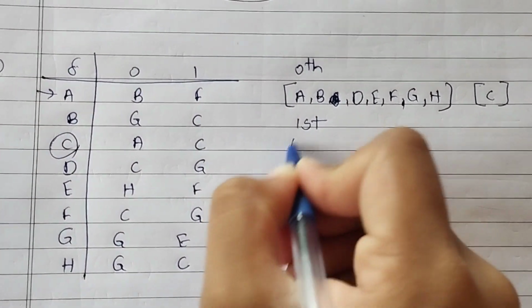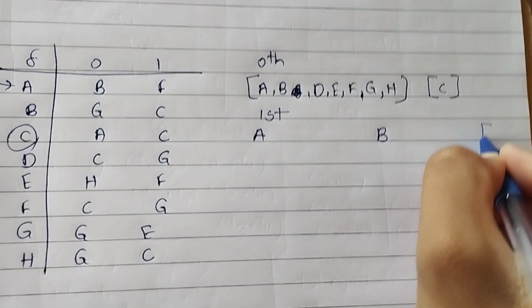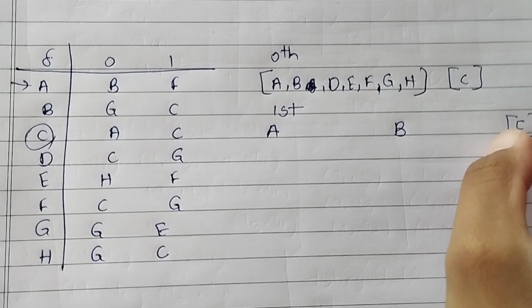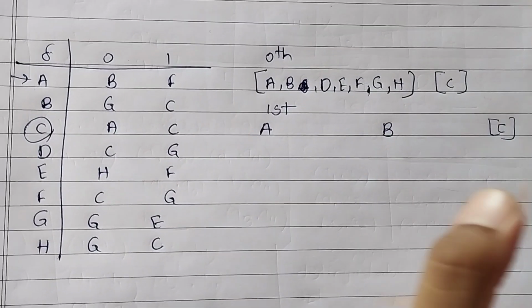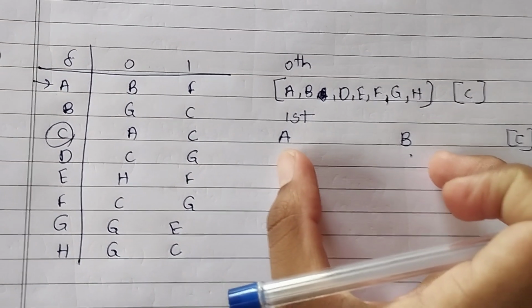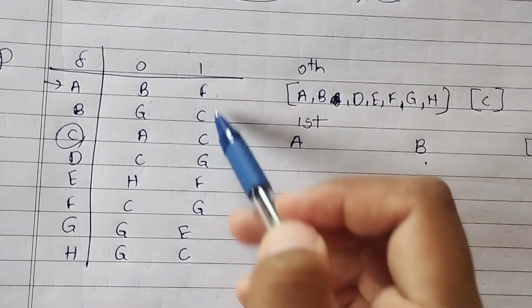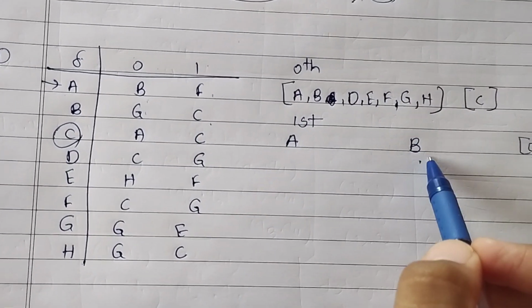So we write A in a separate group and B in a separate group. This C is one group because this is a single element. We do not divide this single element. So A and B are not in the same group because here 0 reads in the same group but 1 reads in a separate group. So this A and B are now separate groups.